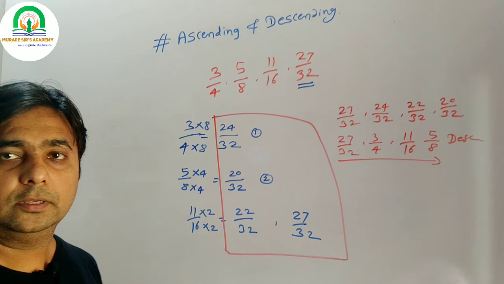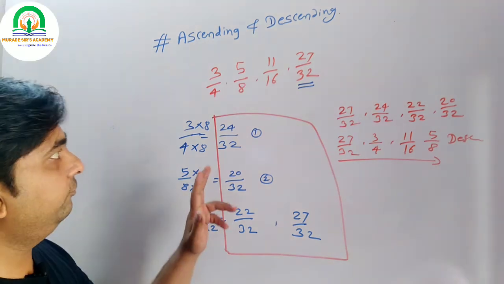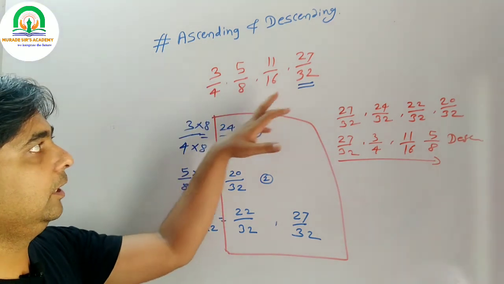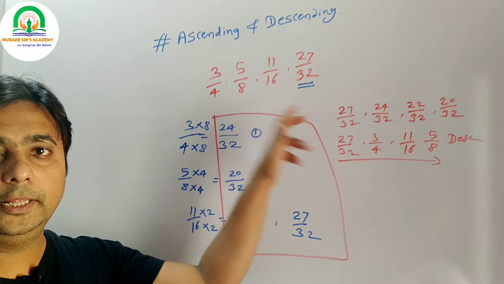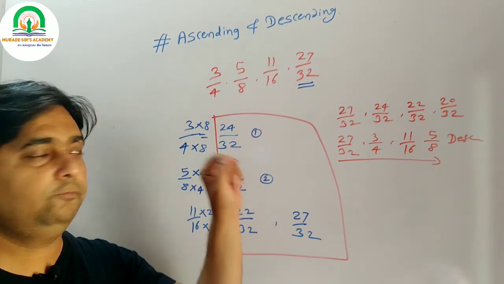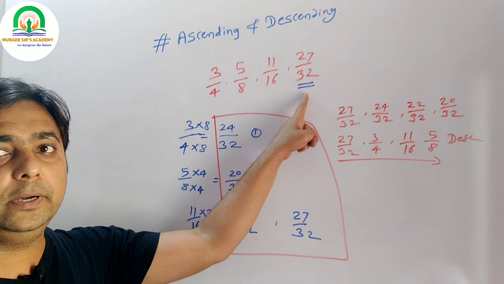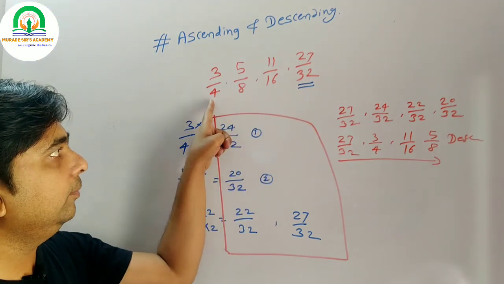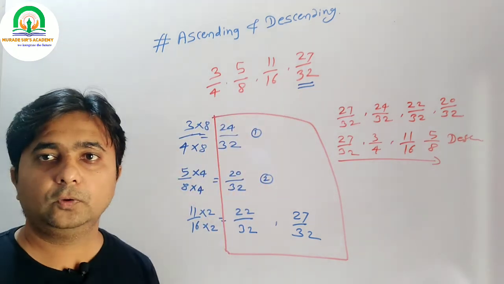Okay, remember, if the numerator and denominator values are different and there is no relation between the numerator and denominator, then first find the greatest denominator and convert all denominators into the greatest. Okay.